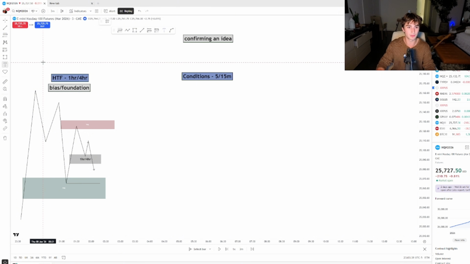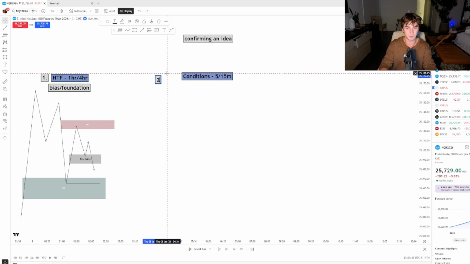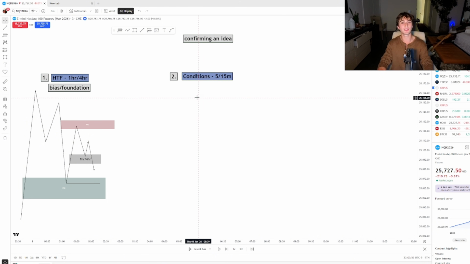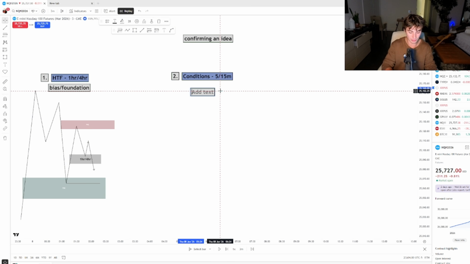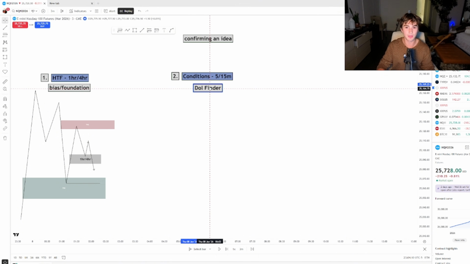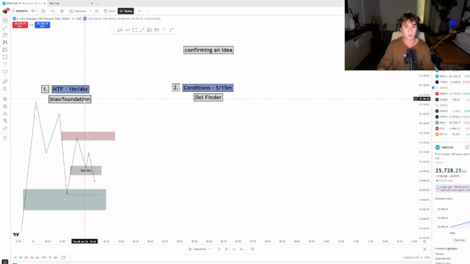It starts with step 1 right here, analyzing the higher time frame. Step 2 is analyzing conditions. I'll go briefly into it in this video, and then more deeply into it in the next video. And this is going to be your drawn liquidity finder, pretty much. Inverses within this time frame are going to help you find your drawn liquidity.